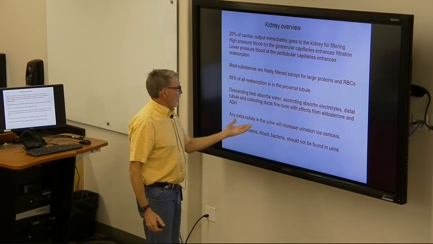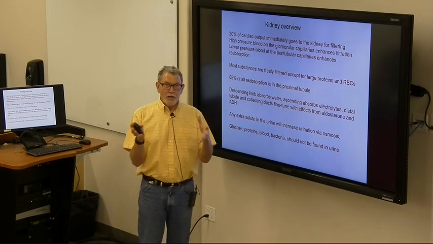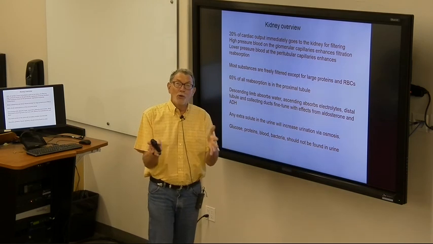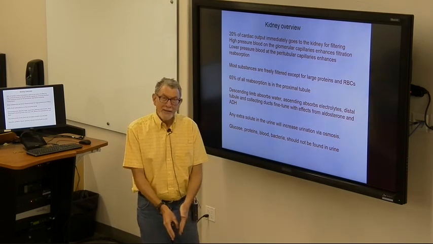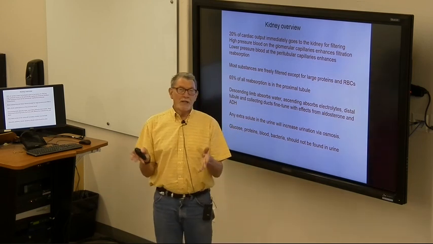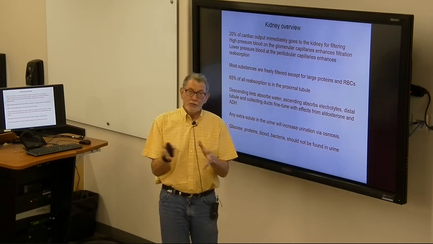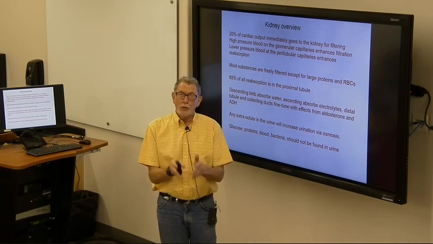Any extra solute in the urine increases urine output. Because it has osmotic pressure, it will pull additional fluid into your pee. That's how diabetes works. In diabetes mellitus, the extra glucose in the urine provides osmotic force that pulls excess water and you pee too much.